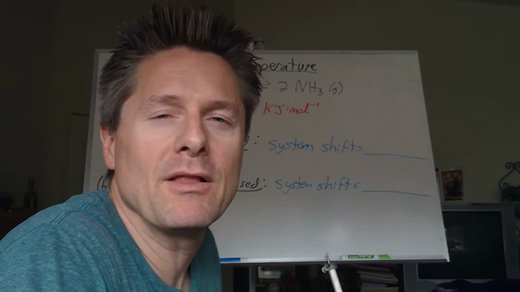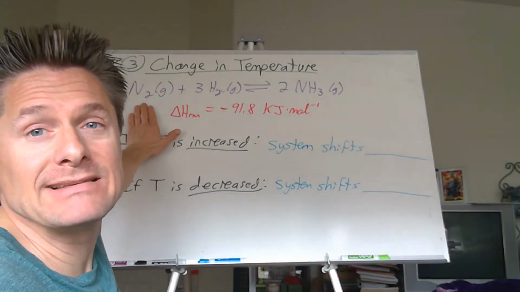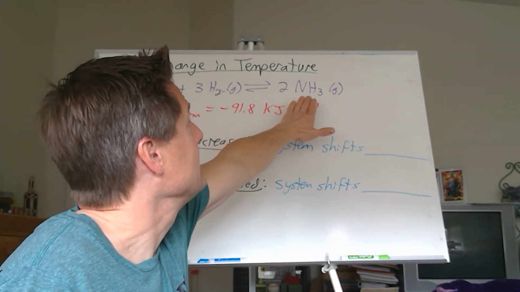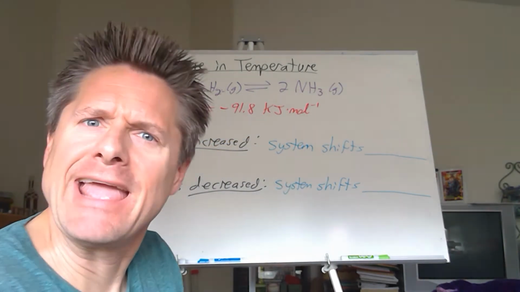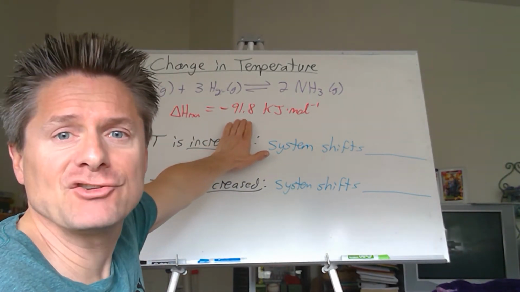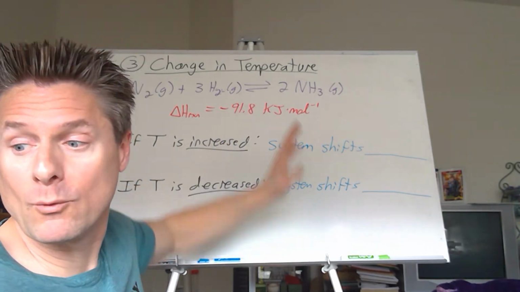All right, let's polish this off. So let's say we have a reaction here. We have some diatomic nitrogen gas reacting with some diatomic hydrogen gas to give us some ammonia gas. I think that's the Haber process. And they give us a heat of reaction or enthalpy of reaction of negative 91.8 kilojoules per mole. We have to think about what that is.